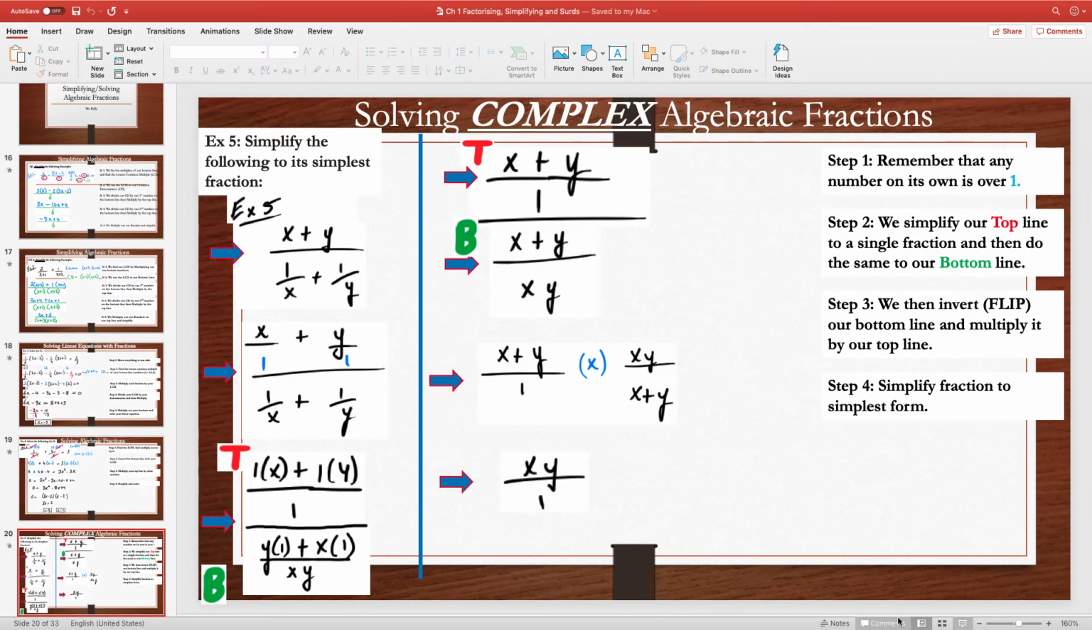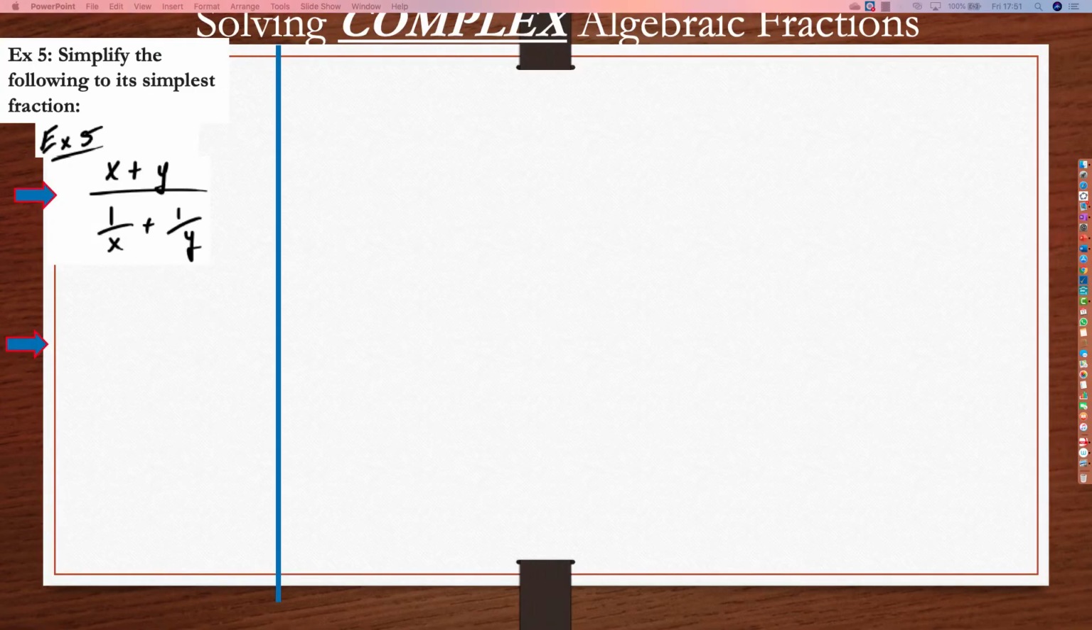Where would you like to go? Sure. Where would you like?